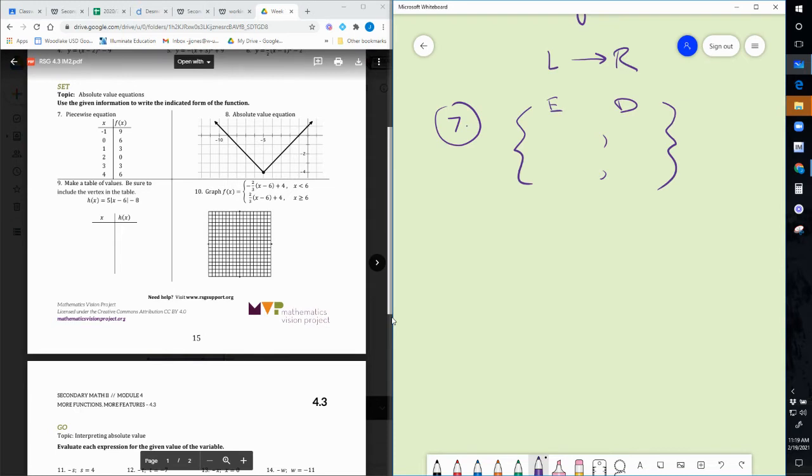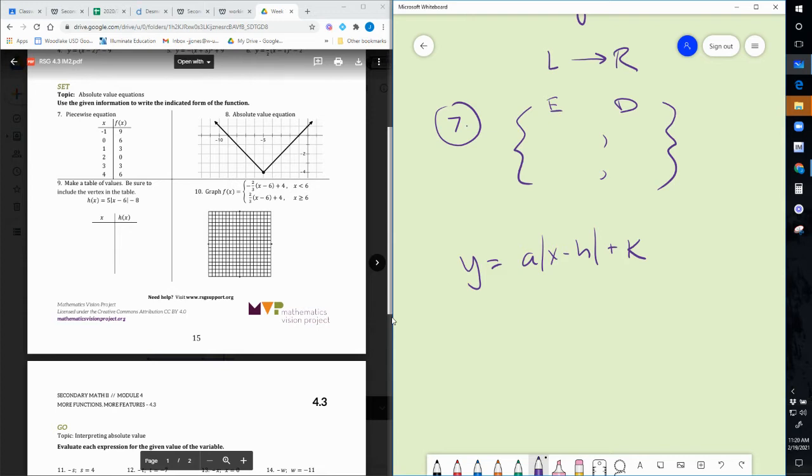Number 8, it gives you a graph. You're going to give the absolute value equation. You're going to give an equation in the form x minus h plus k, right? I always want to put a squared there because it's so much like a quadratic.